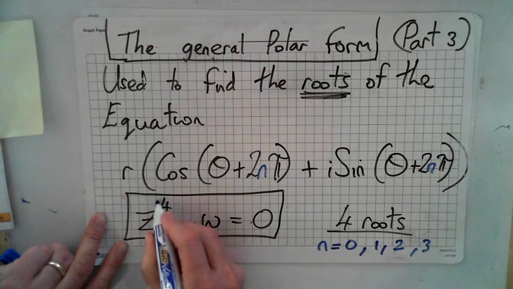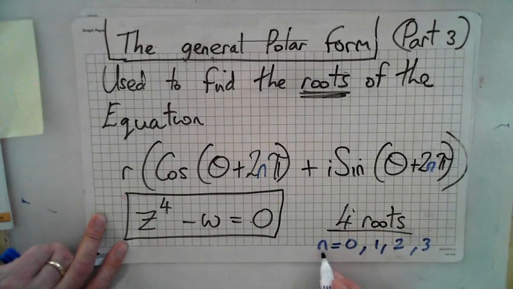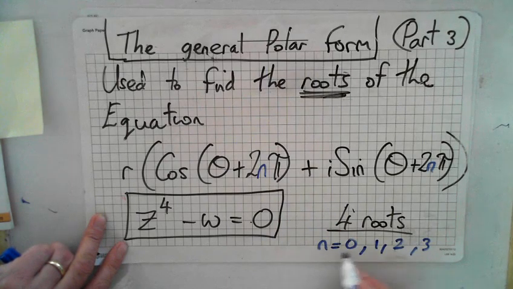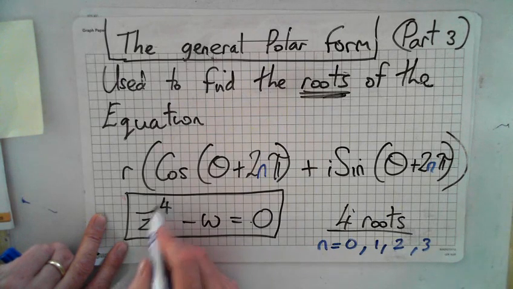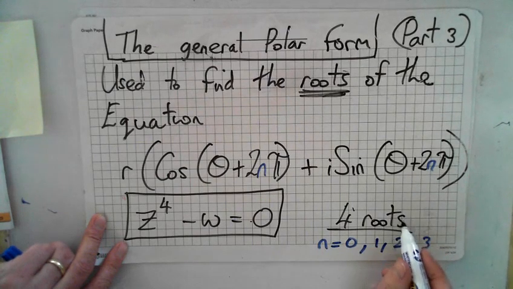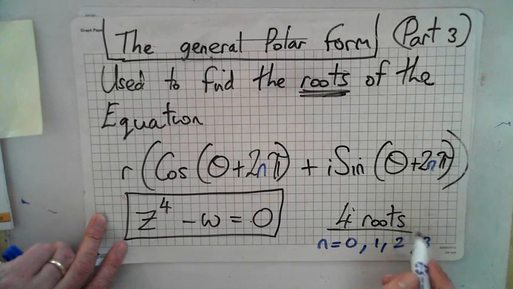If this was z to the 5, there would be 5 roots. So we would use this equation 5 times. So the values of n would be 0, 1, 2, 3, and 4. If this was z squared, n would be 0 and 1. There would be 2 roots, 2 answers basically.